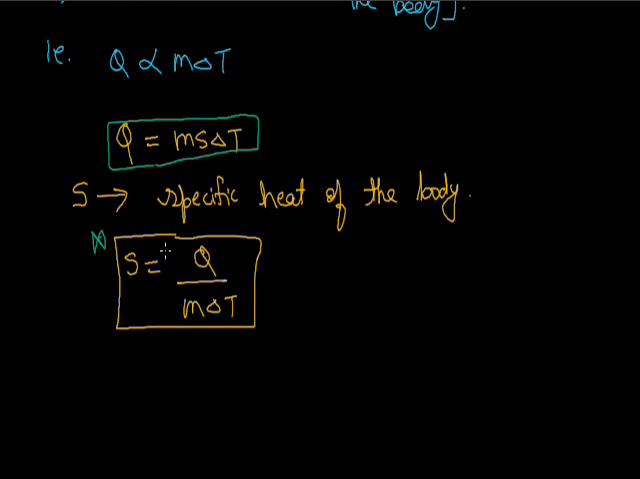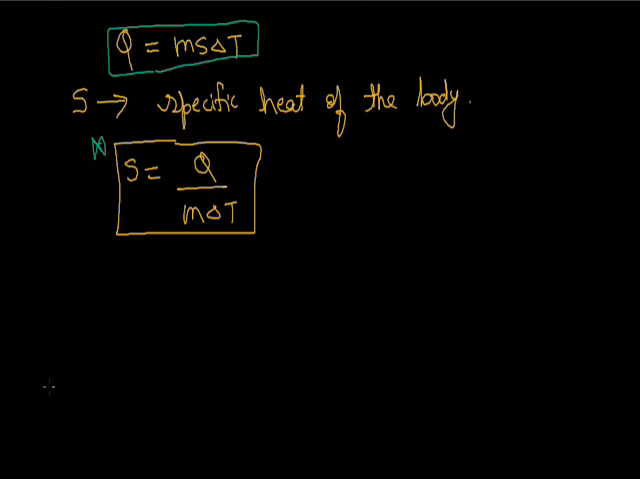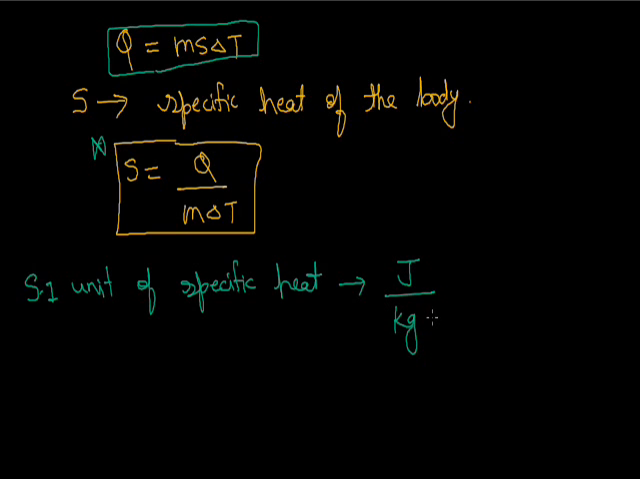Now if you want to define the unit of specific heat, the SI unit of specific heat: with mass having unit kg and temperature having unit Kelvin, the SI unit is joule per kg Kelvin. And in the Celsius system, with energy in erg and mass in gram, the unit is erg per gram degree Celsius.